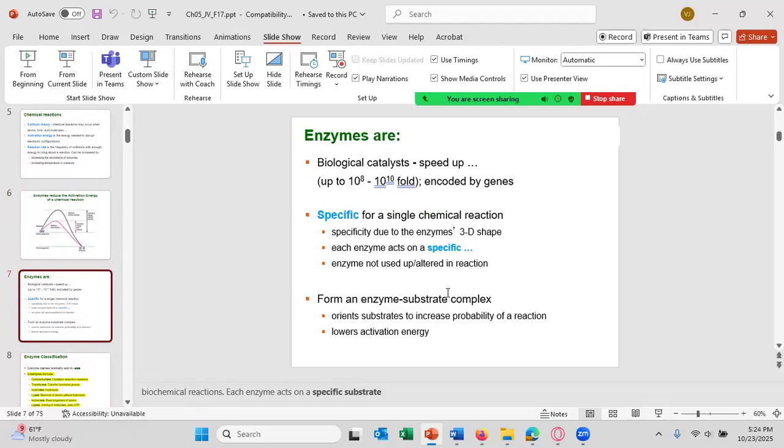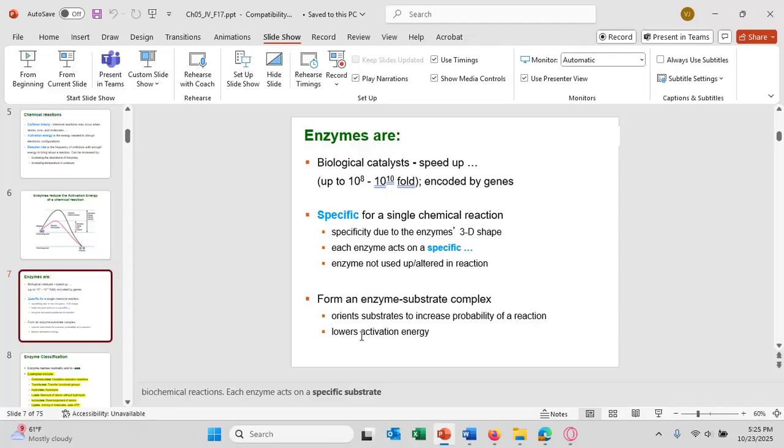When enzymes convert the substrate to the product, the enzyme actually binds to the substrate and forms an enzyme substrate complex. This enzyme substrate complex orients the substrate to increase the probability of a chemical reaction, meaning making the reaction occur, and it also lowers the activation energy. Specifically, the enzyme, when it binds to the substrate, will put stress on the chemical bonds of the substrate to convert those chemical bonds into the chemical bonds of the product.